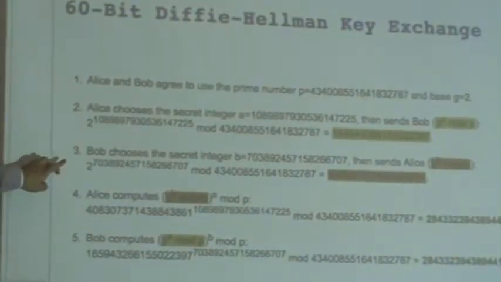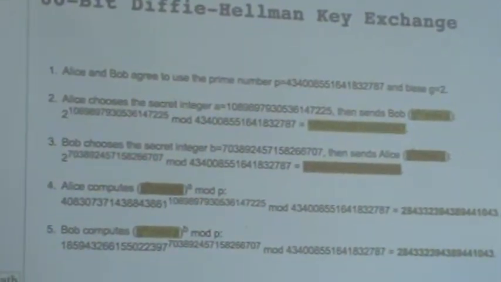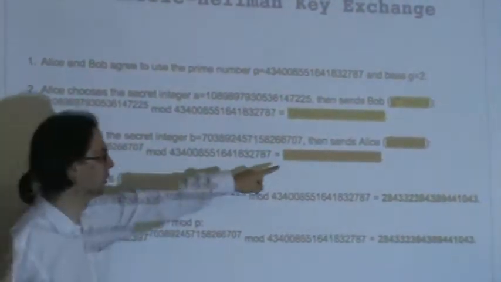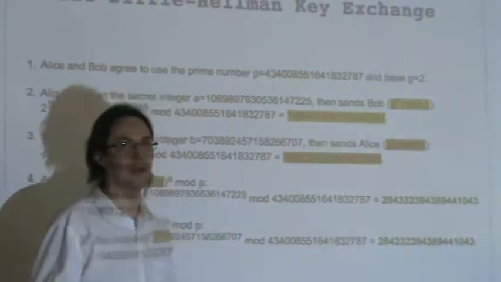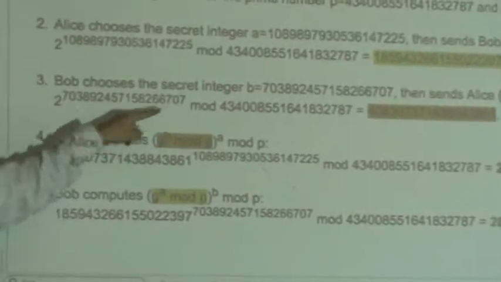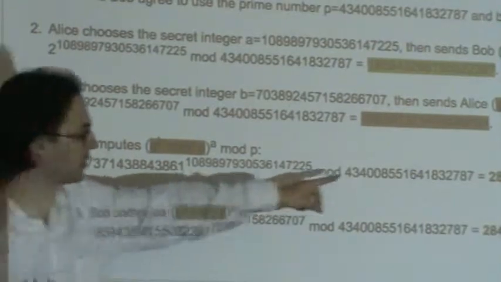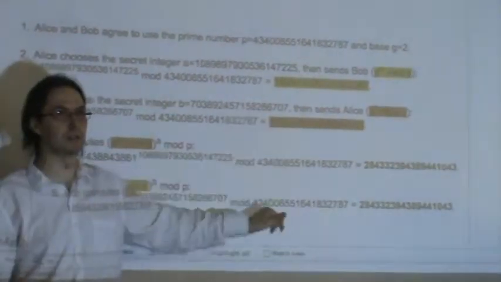Likewise, Bob does the same thing. Secretly, without anybody looking, he chooses a random b and then sends G to the power of b modulo p out. And anybody can watch that get sent. Then Alice computes what Bob sent to the power of a, reduces the result modulo p, and gets a number. And likewise, Bob does the same thing and gets a number. And the two numbers agree.